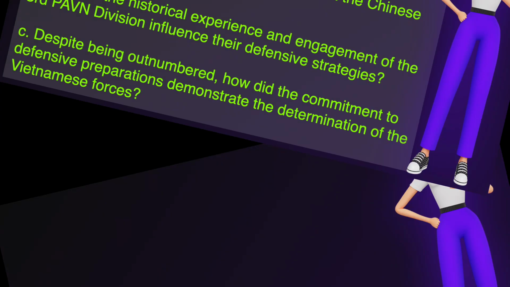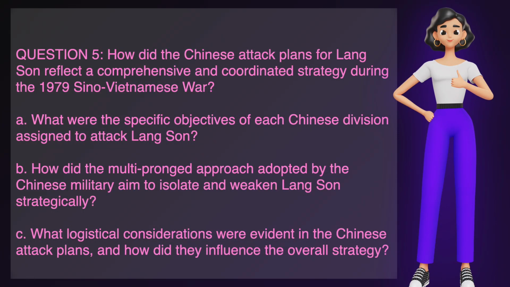Next question, question number 5, which states: how did the Chinese attack plan for Lang Son reflect a comprehensive and coordinated strategy during the 1979 Sino-Vietnamese War? Under this, Part A: what were the specific objectives of each Chinese division assigned to attack Lang Son?